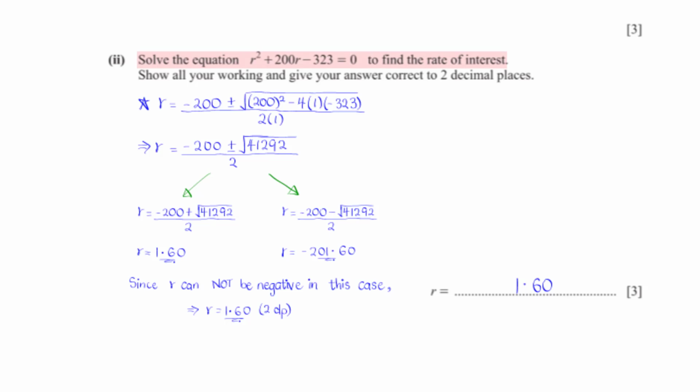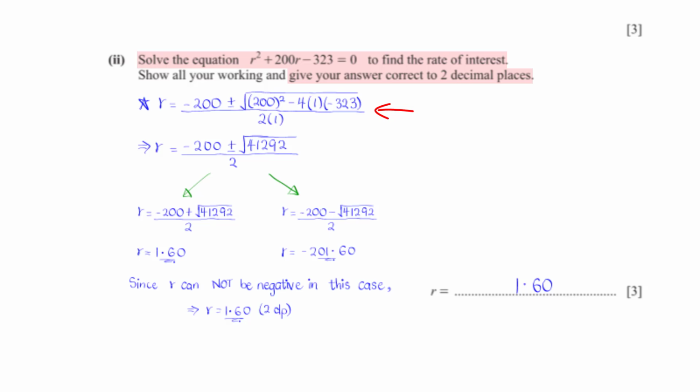Solve the equation R squared plus 200R minus 323 equals 0 to find the rate of interest. Show all your working and give your answer correct to 2 decimal places. When we apply the quadratic formula, we have R is equal to negative 200 plus or minus the square root of 200 squared minus 4 times 1 times negative 323, divided by 2 times 1.